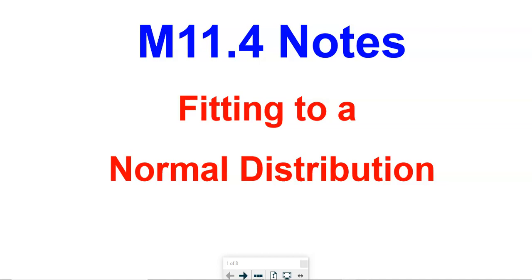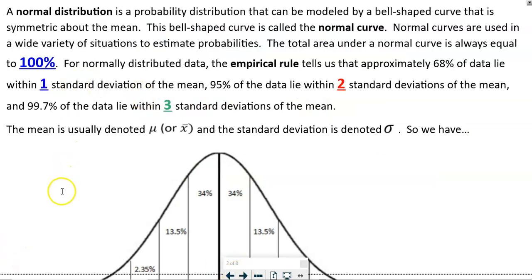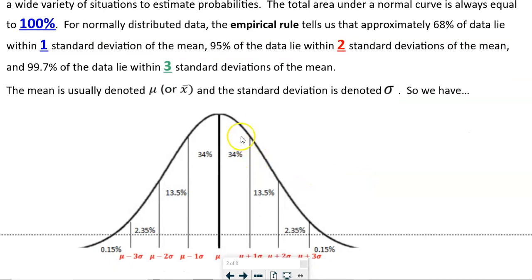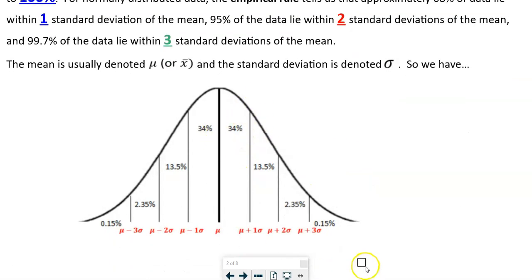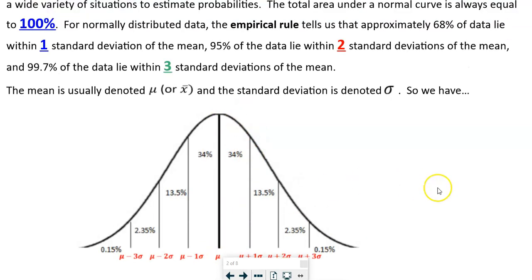So in this video today, guys, we're going to talk about how to fit data to a normal distribution. First thing is we want to talk about what a normal distribution is. It's a probability distribution that can be modeled by a bell-shaped curve that's symmetric about the mean. So the mean will be here in the middle, okay? It's going to be symmetric about this point right here.